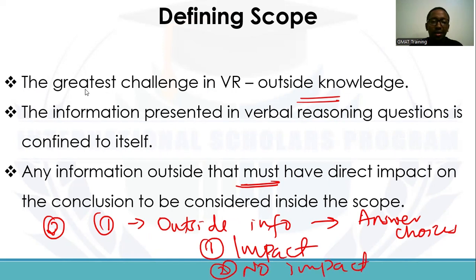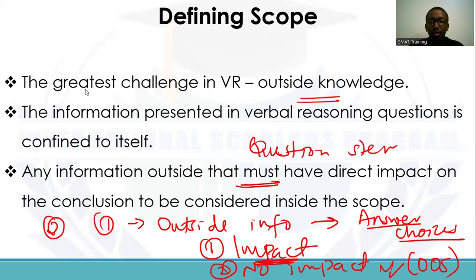The fact that information in the answer choice isn't presented in our premise doesn't necessarily mean that it's out of scope. It must have no impact for us to consider it out of scope. If it has impact, you have to consider what impact it has and see if that impact aligns with what our question stem requires of us. So if we are strengthening the conclusion and the impact is actually strengthening the conclusion, then we know we have found our answer choice.